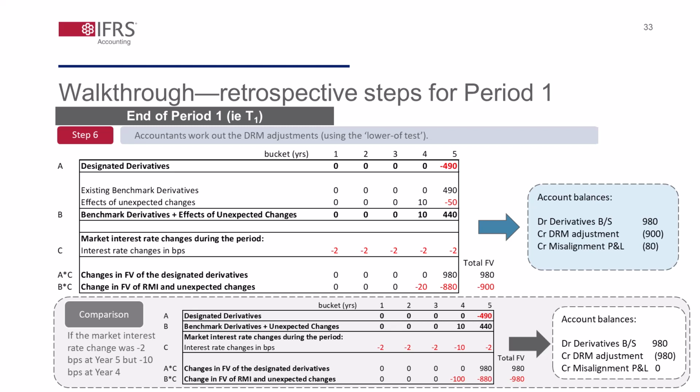I hope this example gave you a rough idea about how the DRM model is expected to work. Once the DRM adjustment is calculated for the period under assessment, the process repeats again for the next period as part of the dynamic process.